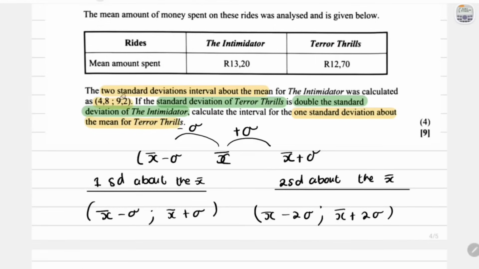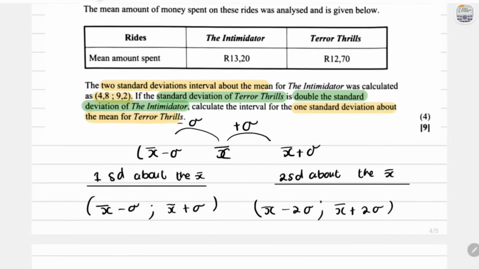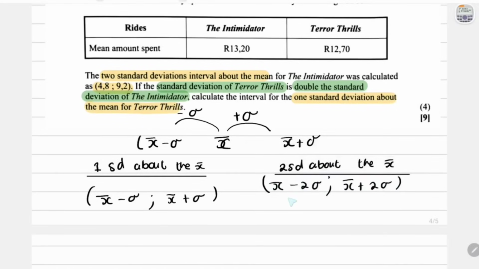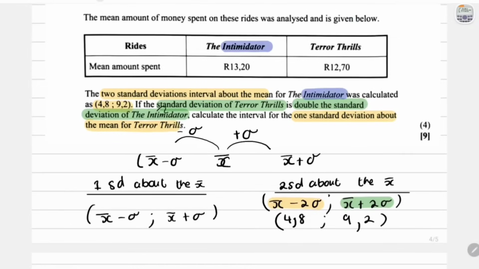So now we can say the two standard deviations interval about the mean for the intimidator was calculated to be this. So they already calculated that, and that is the interval that they got. They got 4.8 and 9.2. Okay, so that is that. So as you can see, if you say mean minus two standard deviations, you should get 4.8. And if you say mean plus two standard deviations, you should get 9.2. That's really what they mean by that there. Of course, that is for the intimidator. Okay, so it's calculated to be that.